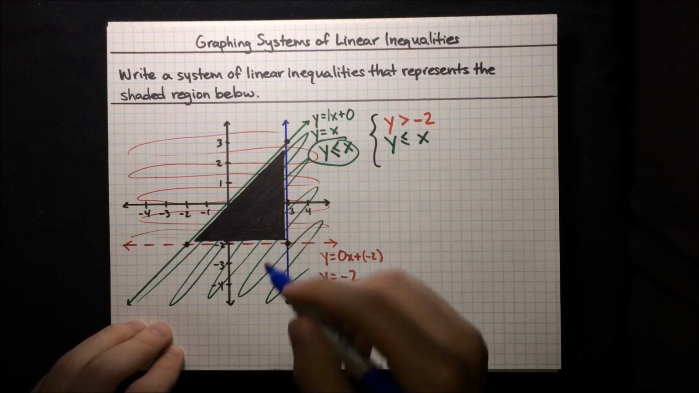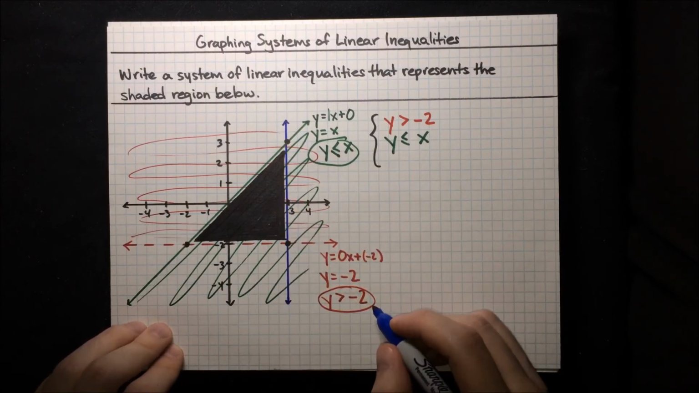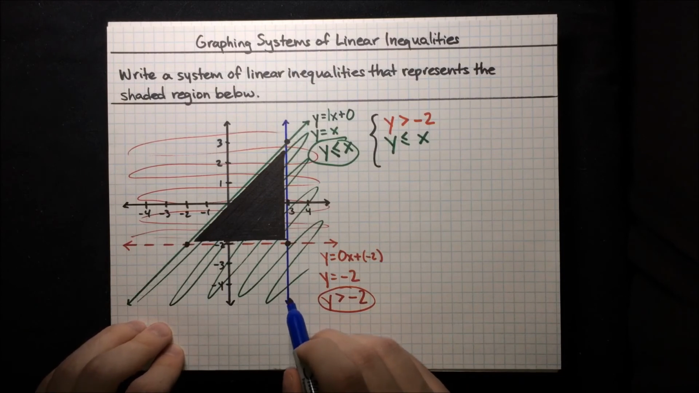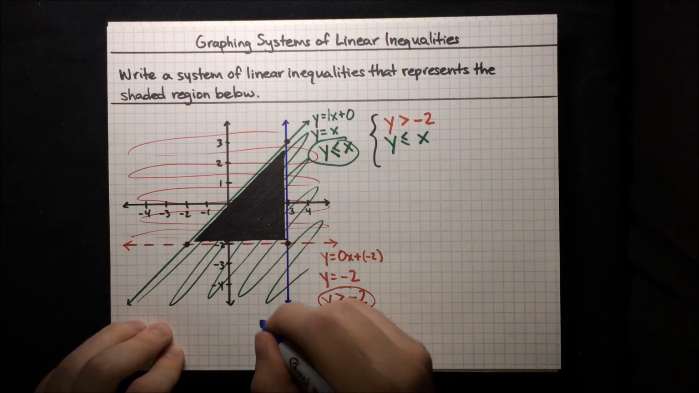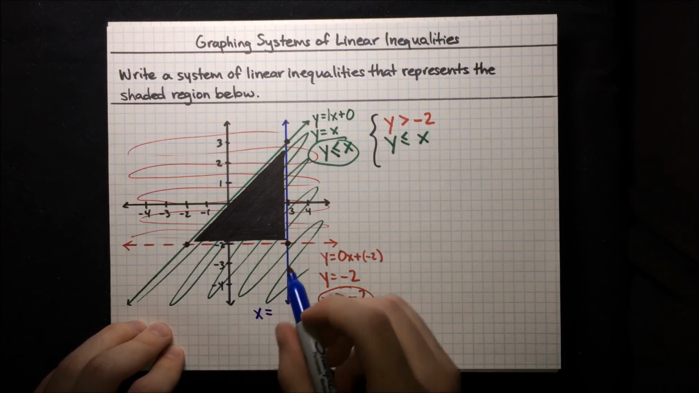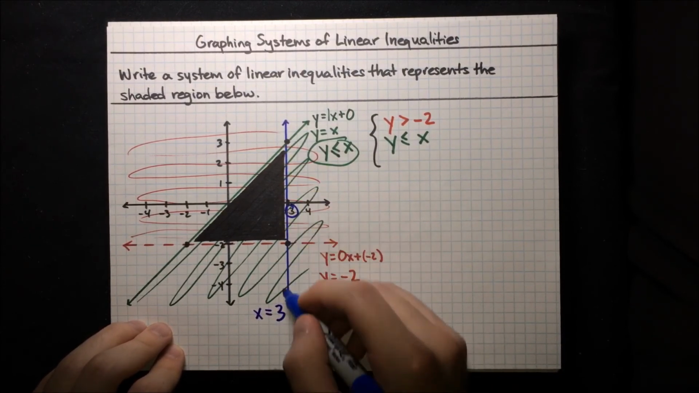And finally, for the third line, that's the vertical line here. So let's go ahead and write the equation for this line. Now, this line's a special line. Remember, vertical lines aren't in the form y equals something, they're in the form x equals something. So what does x equal here? Well, x is equal to 3. x is equal to 3, so that's just the equation for the line.